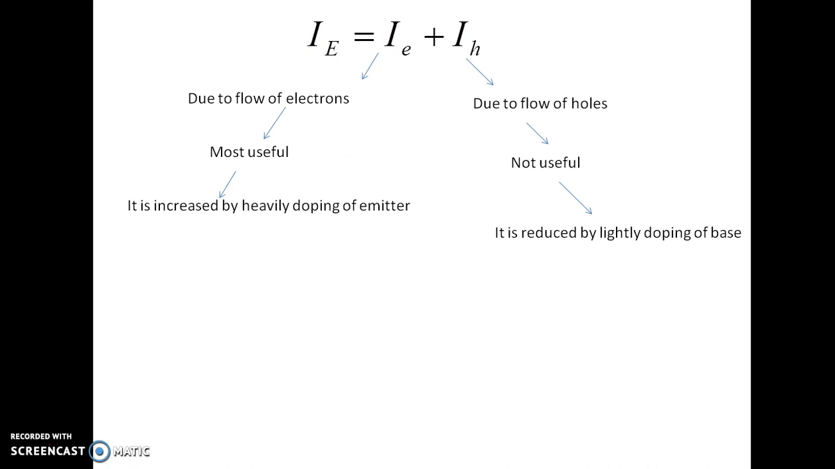If the emitter is heavily doped, then the current due to the electrons is more and the current due to the holes is less. Then the efficiency of the transistor, or the efficiency of the emitter terminal, will be increased. Efficiency of the emitter terminal is defined as the ratio of the current due to the electrons to the total emitter current, meaning the current due to the electrons plus the current due to the holes.